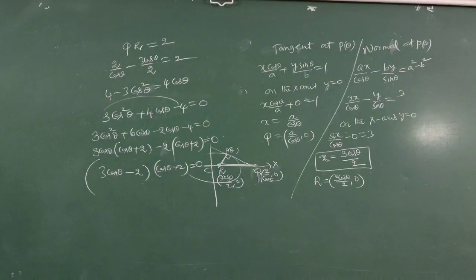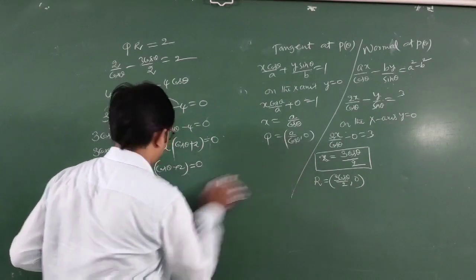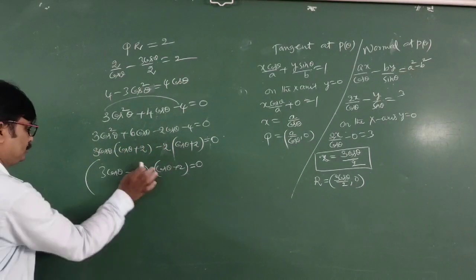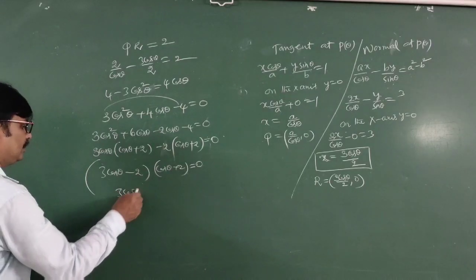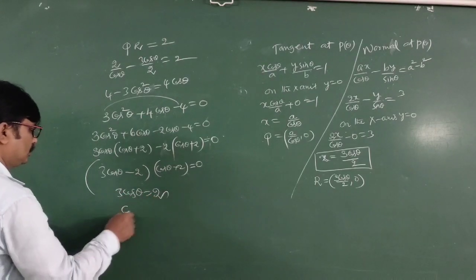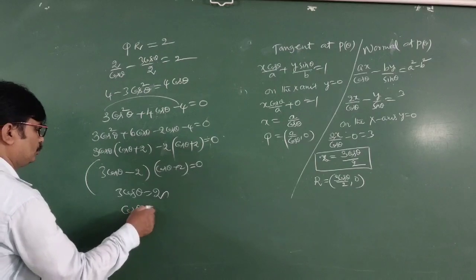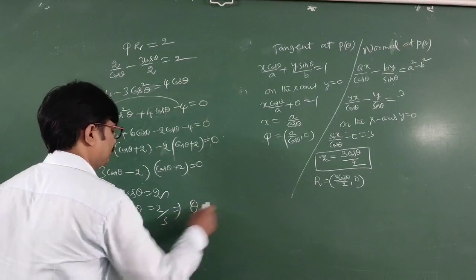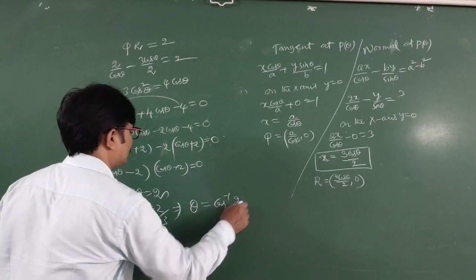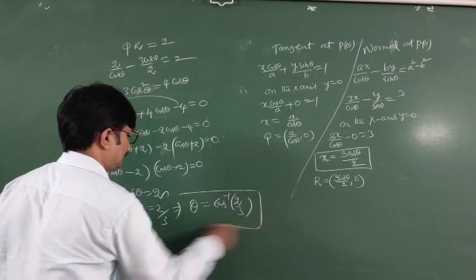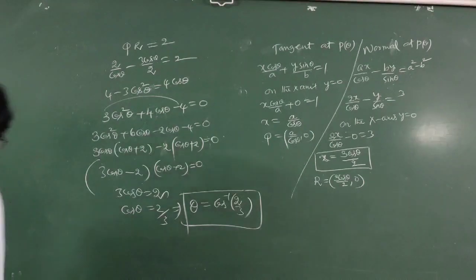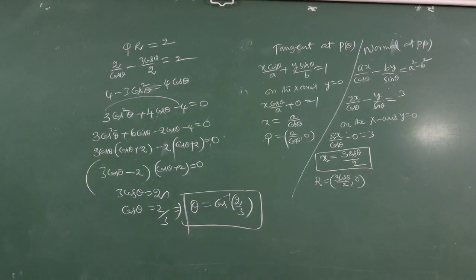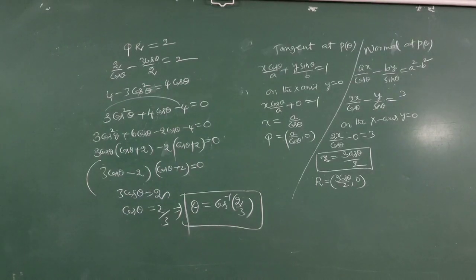So dear students, theta we can prove is cos inverse. What is there? 3 cos theta equals 2, cos theta equals 2 by 3. This is our required answer. Theta equals cos inverse of 2 by 3. Students, theta is the cos inverse of 2 by 3. Write it down, students.